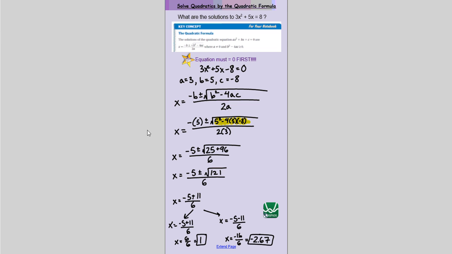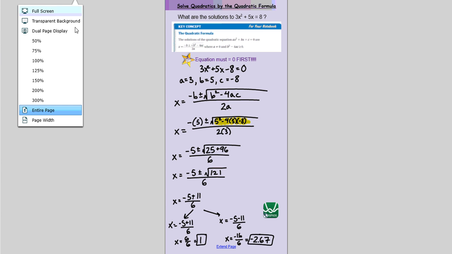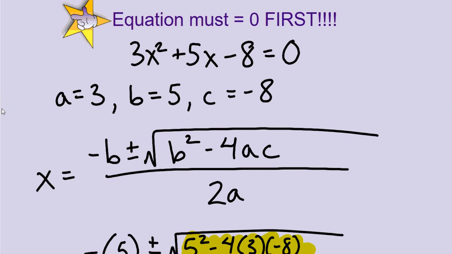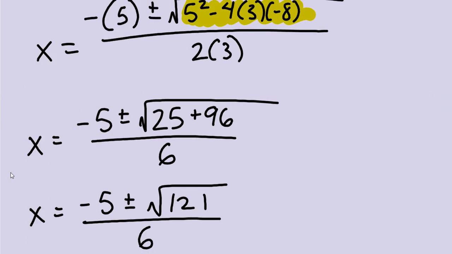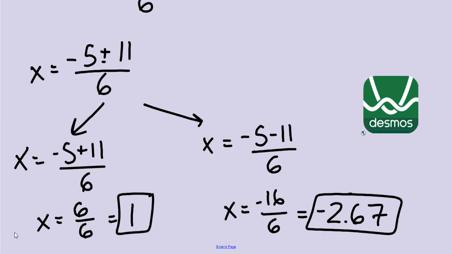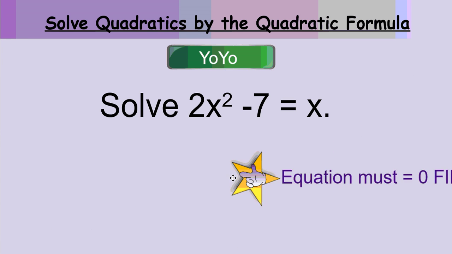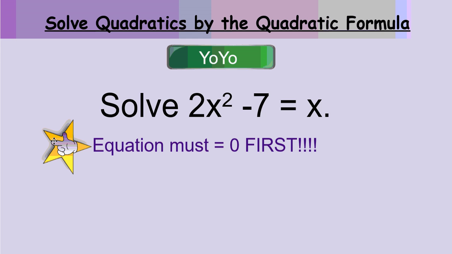Okay, I'm going to zoom in just real quick in case you missed any steps. Just go through it real quickly in case you want to pause anything. Each step shown right there. Okay, I'm going to ask you to try one now. So it's your chance to try the following. Be aware, first thing you need to do is get the equation equal to 0. So you need to subtract the x over, and you need to write it from highest power to lowest power.